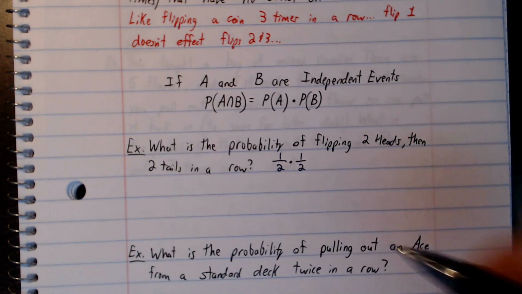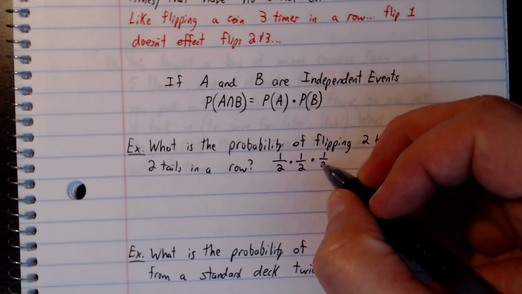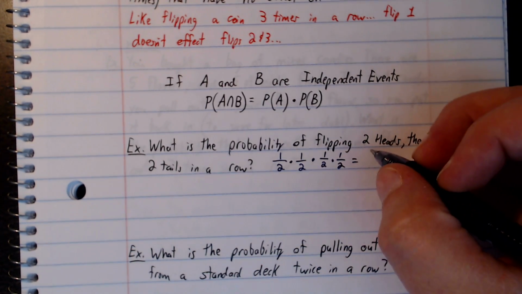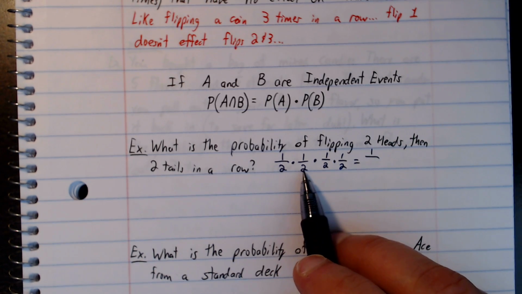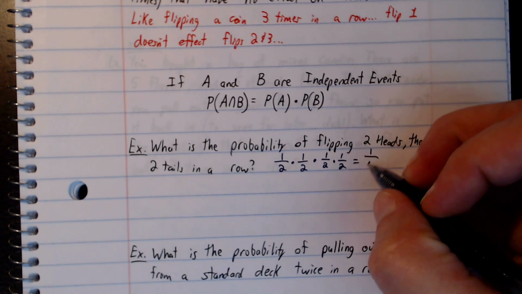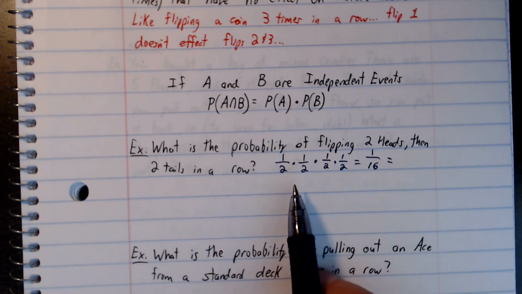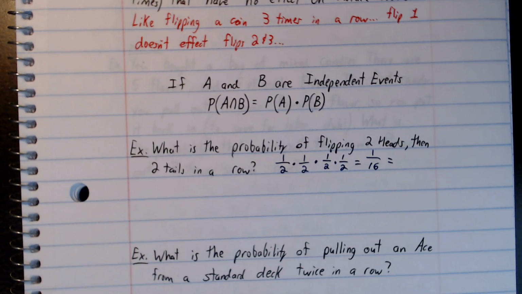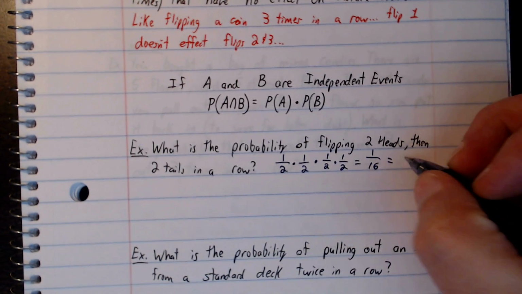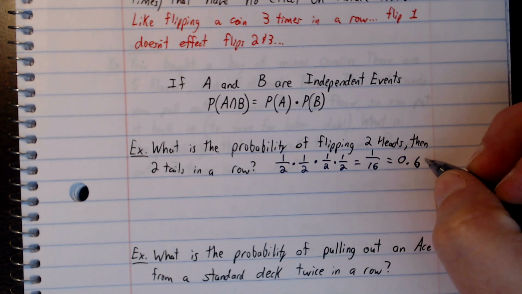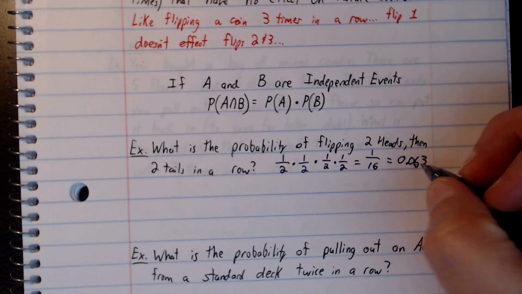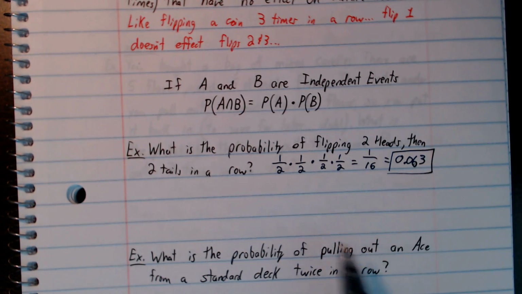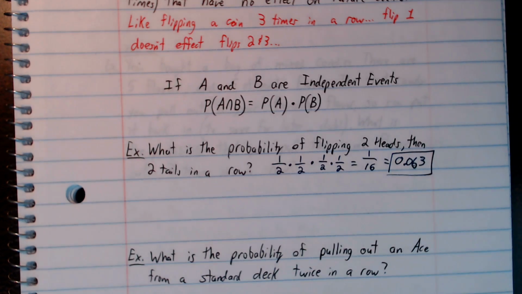And then flipping 2 tails in a row. All right, well, there's 1 tails and then there's 2 tails. When we multiply all this straight across, 2 times 2 is 4, times 2 is 8, times 2 is 16. So flipping a heads, then a heads, then a tails, and then a tails, that's a 1 out of 16 chance, which is 0.063. Not the best chances of you flipping that all in a row.